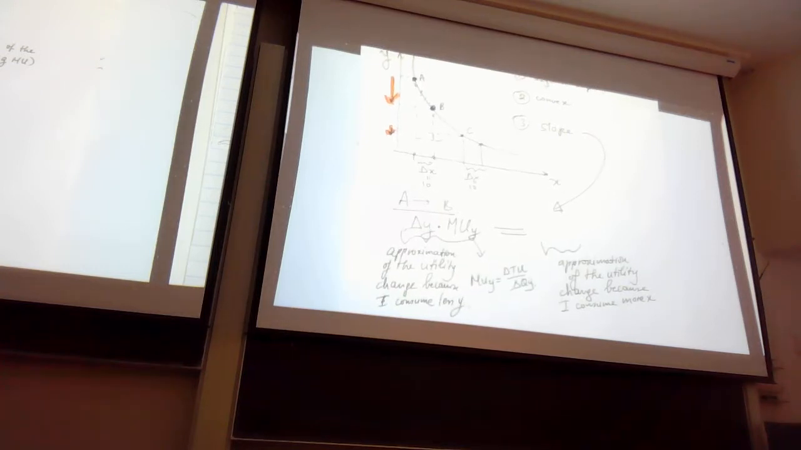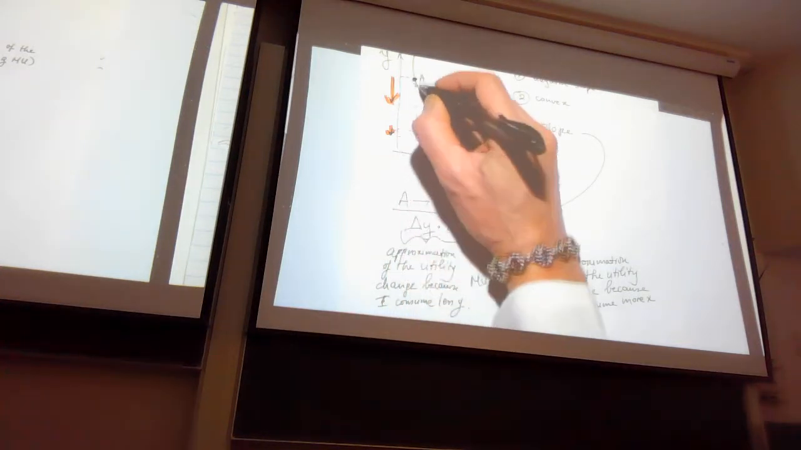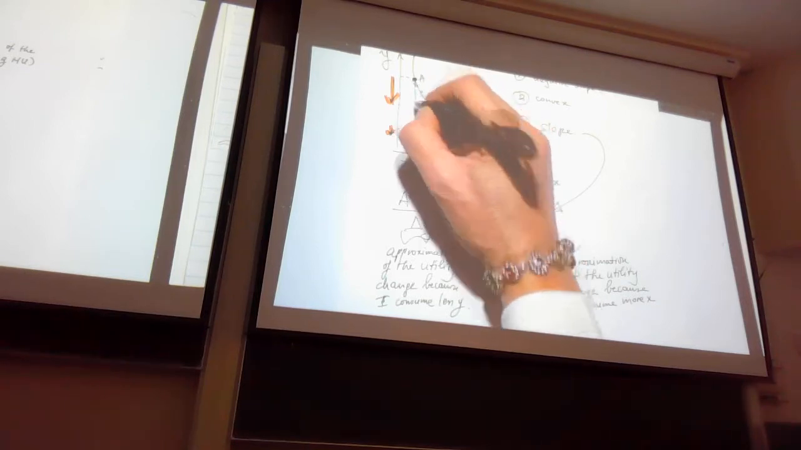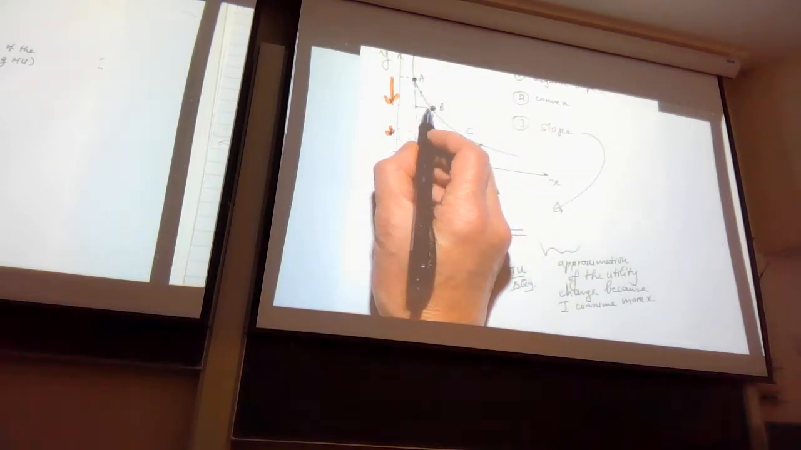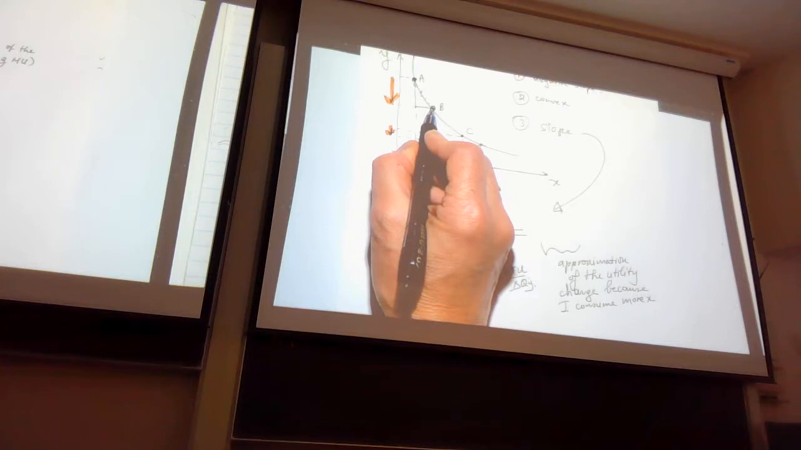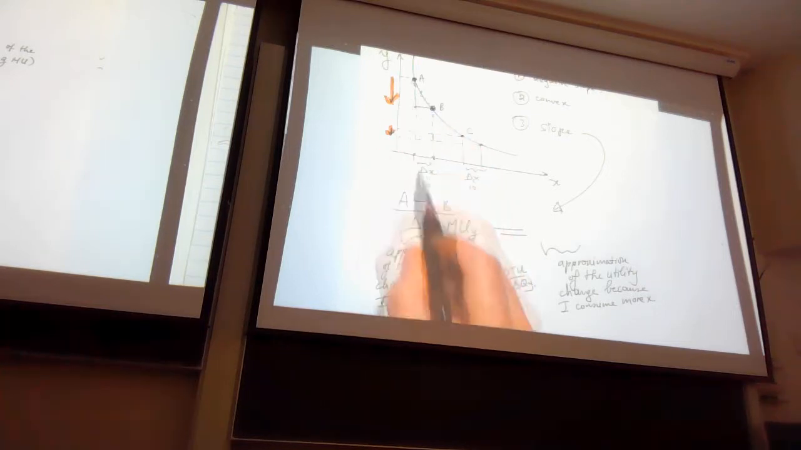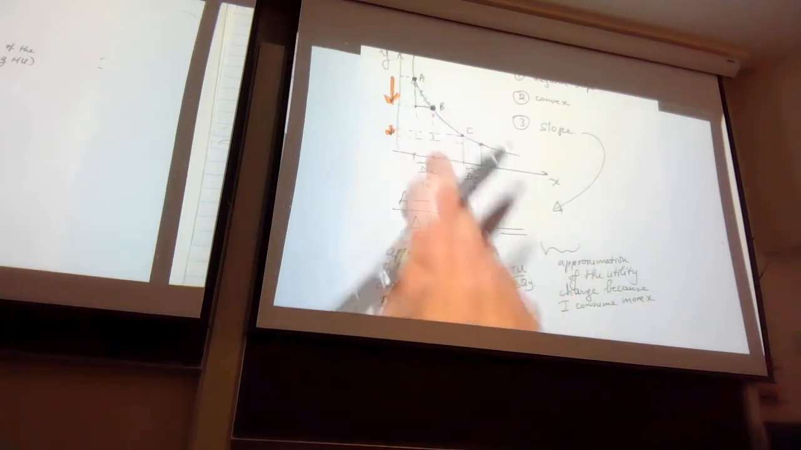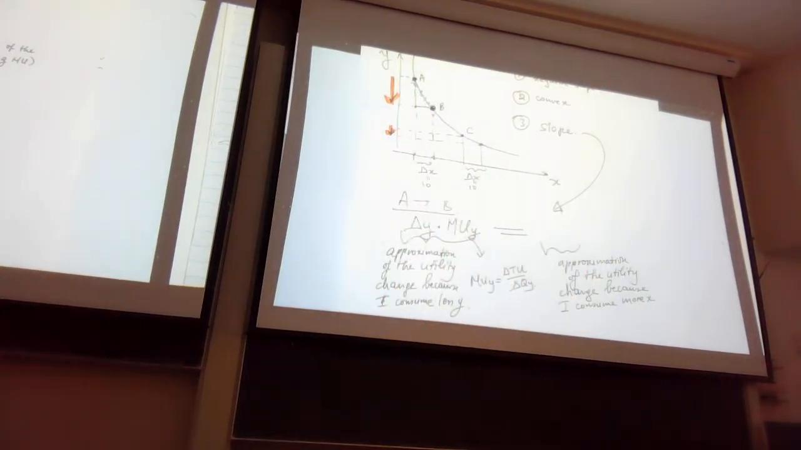I'm applying the definition of an indifference curve. As I move from A to B, my utility, my happiness is less because I consume less y, but my happiness is also more because I consume more x. And the two changes, the two approximations, the two changes in the utility have to be the same. Otherwise, I wouldn't be along the same indifference curve.